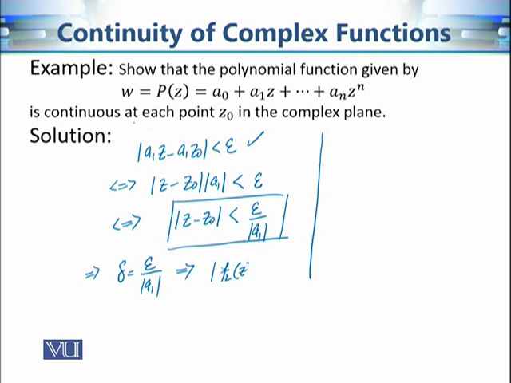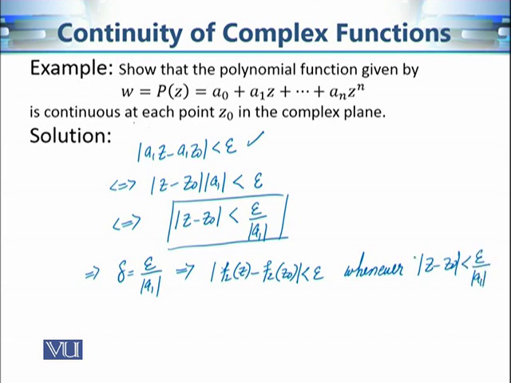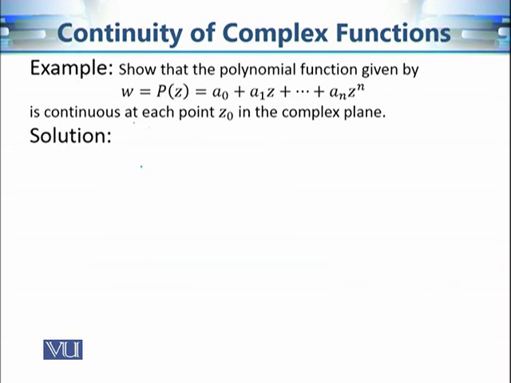In other words, taking delta to be epsilon over modulus of a1 implies that |f2(z) minus f2(z0)| is less than epsilon whenever |z minus z0| is less than epsilon over modulus of a1, and of course this is greater than 0. So we have found this delta, so that's why we can say that this function a1 z is continuous at z0, and z0 is an arbitrary point. So far we have proved that a0 is continuous and a1 z is continuous.